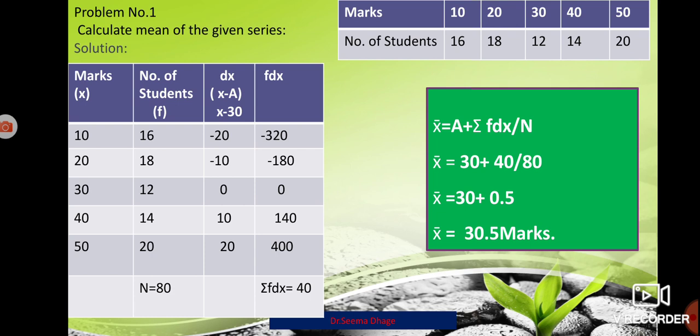After that we have to obtain the sum of these frequencies, that is n or sigma f. So 16 plus 18 plus 12 plus 14 plus 20. So the number of students is 80. Total number of students is 80. It is also denoted as sigma f.